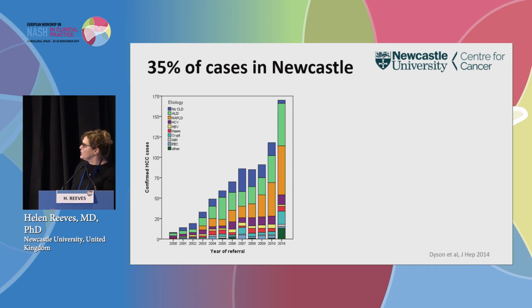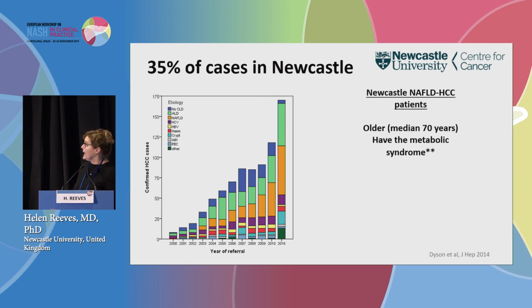And when you actually look at the whole cohort, which is nearly 1,000 patients, and you look at the phenotype of this consecutive cohort of patients with NAFLD, I can tell you that they're older than the viral hepatitis patients, and it's obvious, but they have the metabolic syndrome. And when you're thinking about treatment, you can't ignore that.